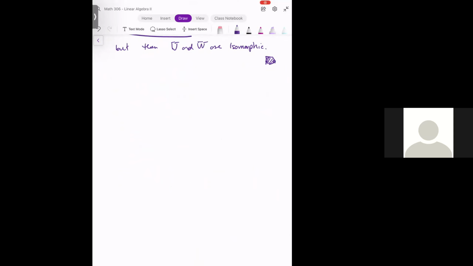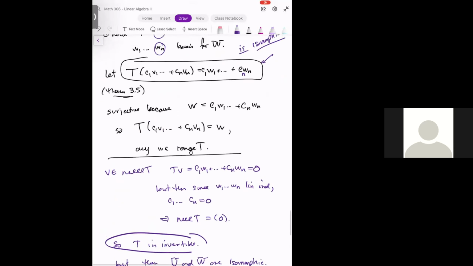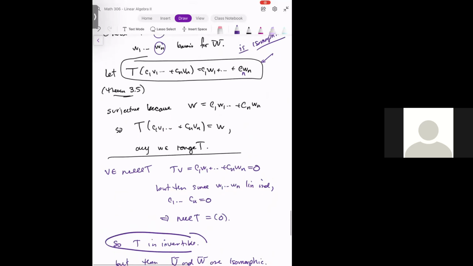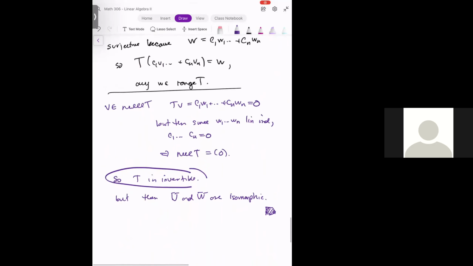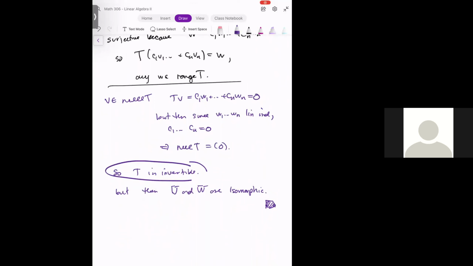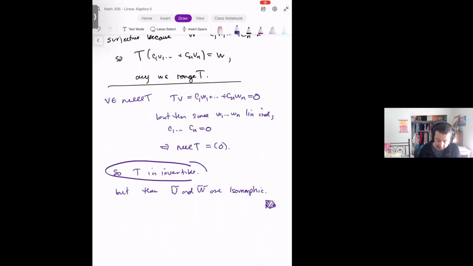I had a question about the injective part. How does this follow? I don't see how to follow what you wrote down. Okay, so let me see if I can be more clear about that.